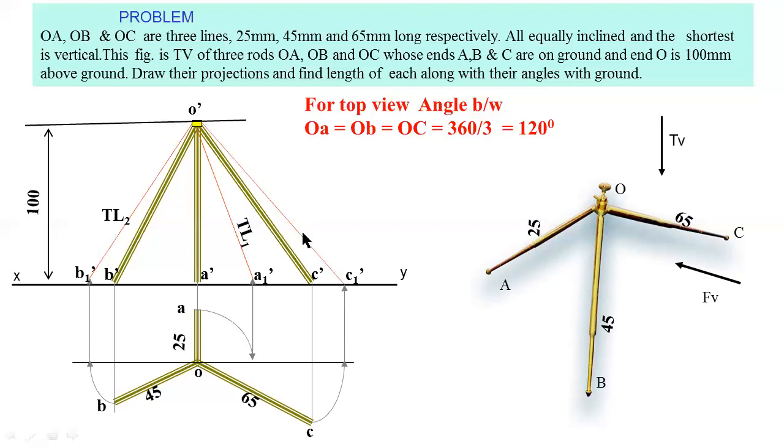This is the true length of the bar OC. TL1, TL2, TL3 are the true lengths of the rods.